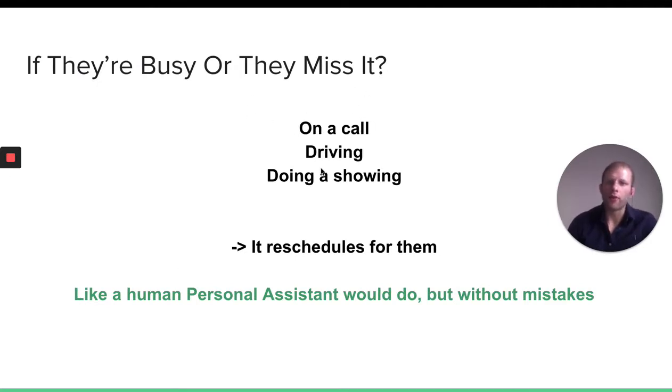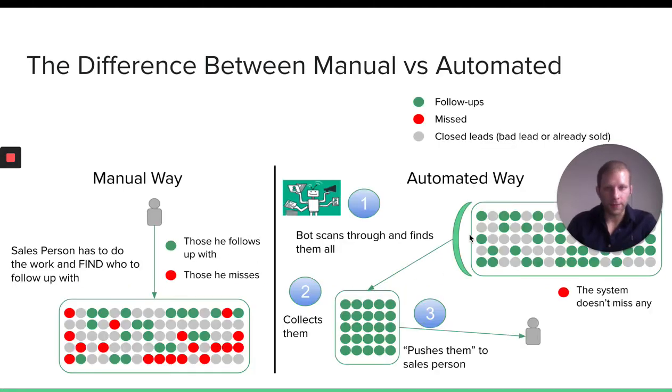They're on a call, they're driving, they're doing a showing, could be any number of things. It reschedules it for them. So it's like a human personal assistant, but without making any mistakes.